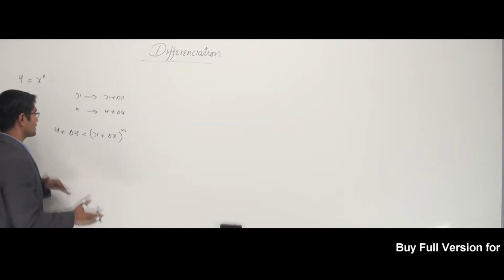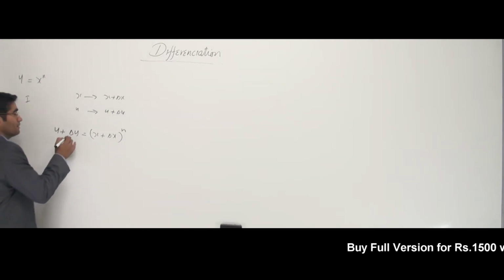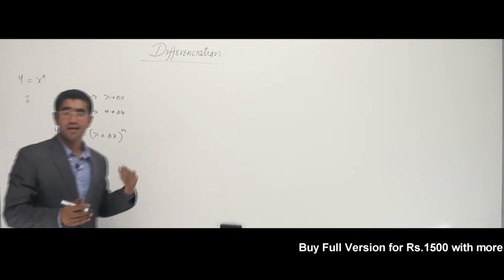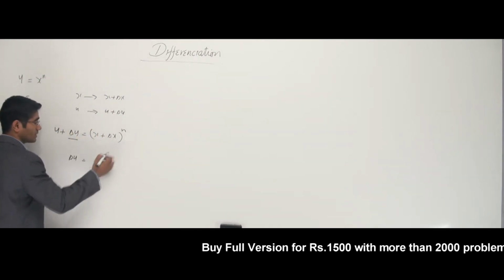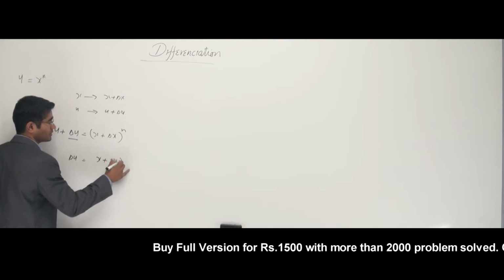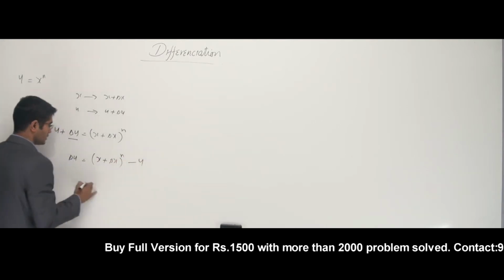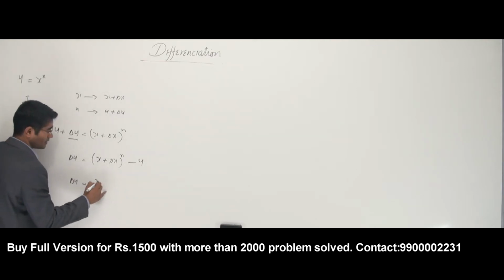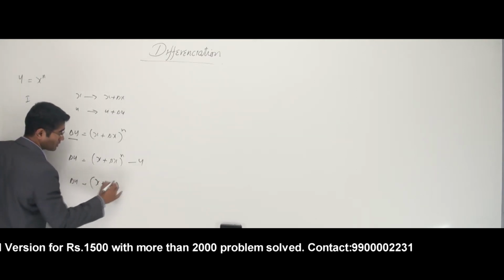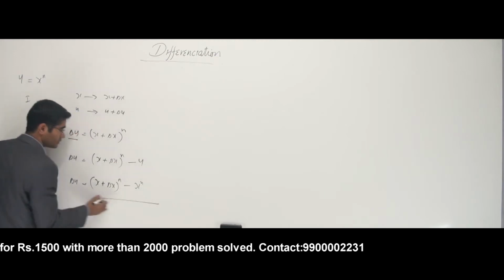Alright, anyway, let's continue. What does the first stage say? We need to keep delta y on one side and the rest of the things on the other side. So I have delta y here, and that goes like x plus delta x to the power n minus y. Can I write y back as x power n? So x plus delta x to the whole power n minus x power n. Okay, fine, this is what I have.